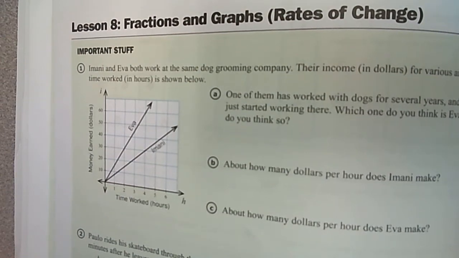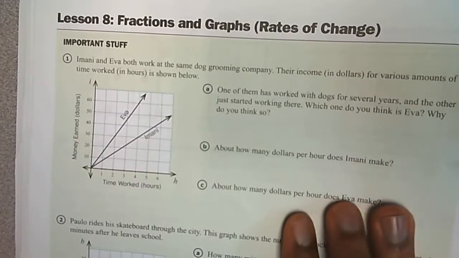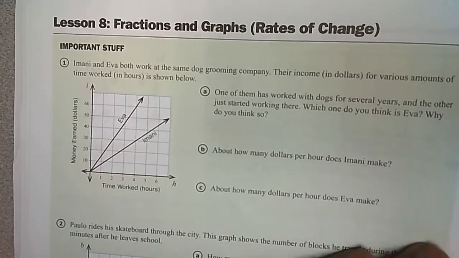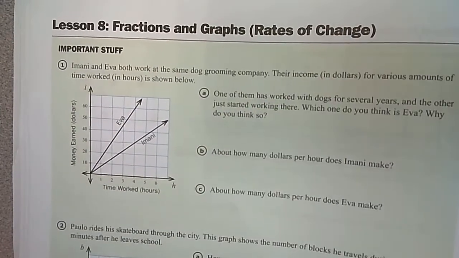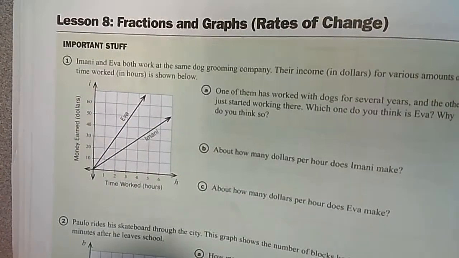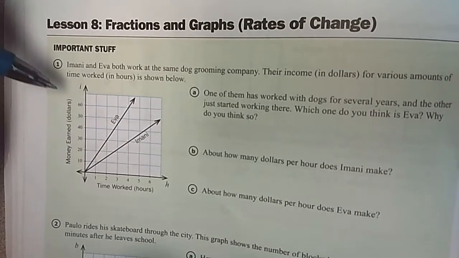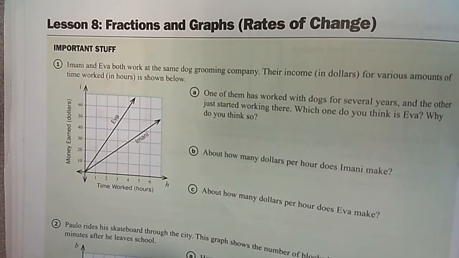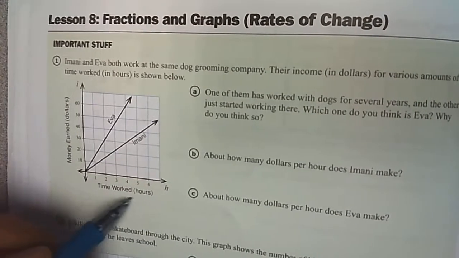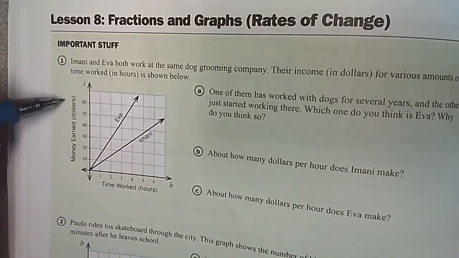All right, let's get this last lesson in the book. And this is lesson 8, fractions and graphs, rate of change. Imani and Eva both work at the same dog grooming company. Their income in dollars for various amounts of time worked in hours is shown below. So amount of time worked, money earned.